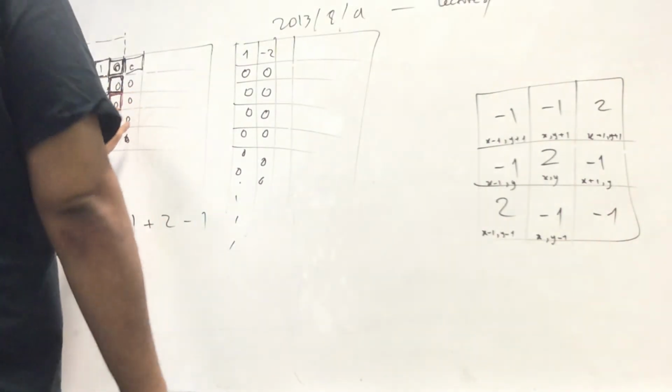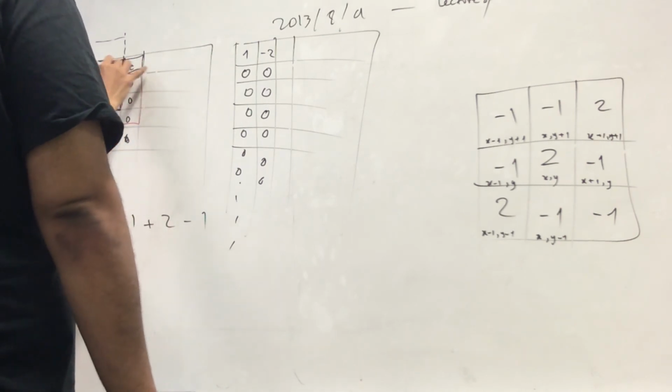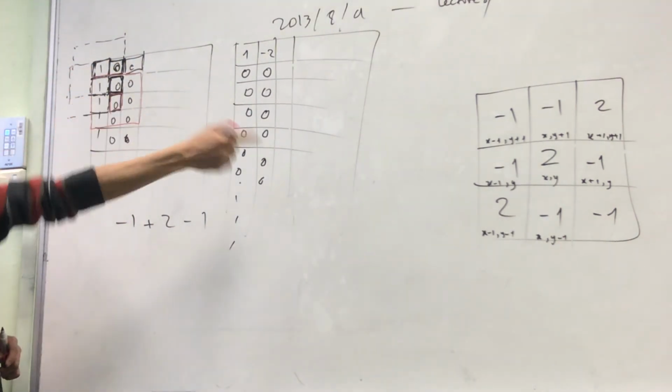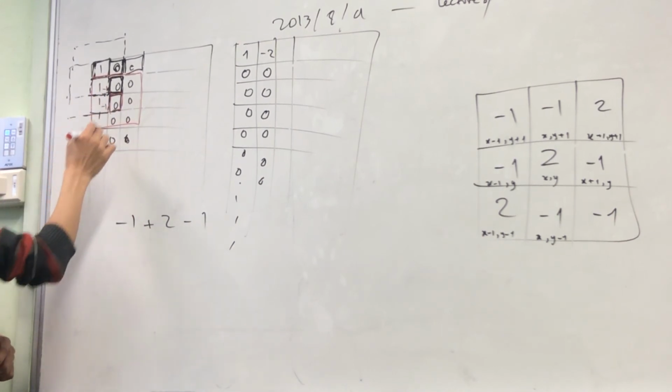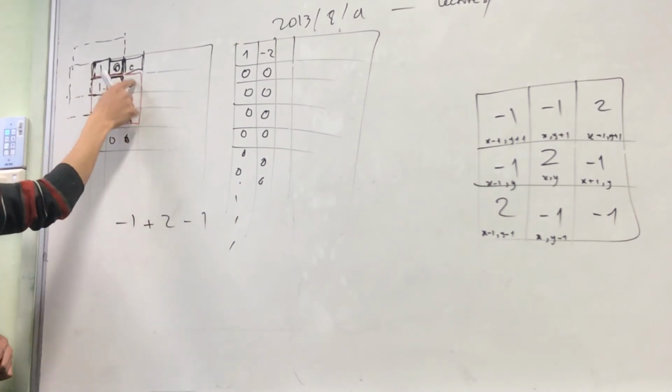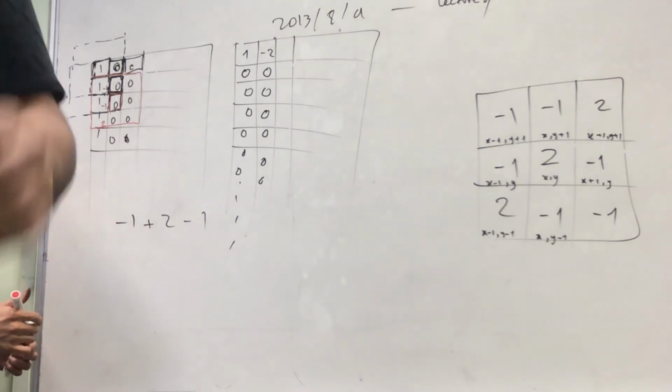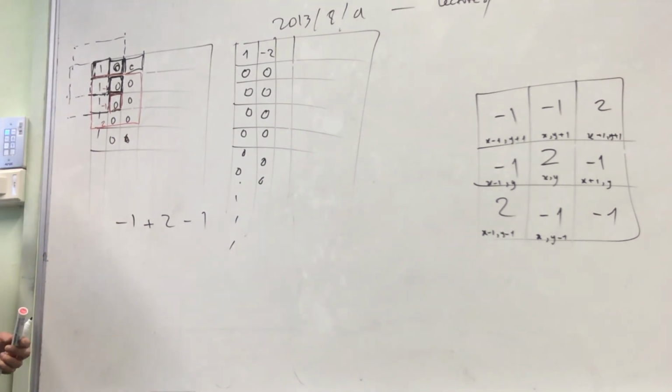Okay, let's say you consider this one. Yes, so you need to apply it here. So 1 times minus 1 plus minus 1 times minus 1 plus 1 times 2. That's 0, 0, 0, 0, 0. Okay, you do it 1 by 1 and add them together.